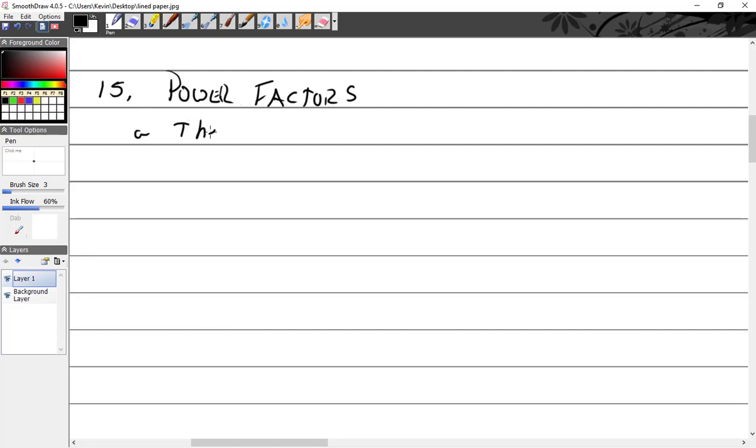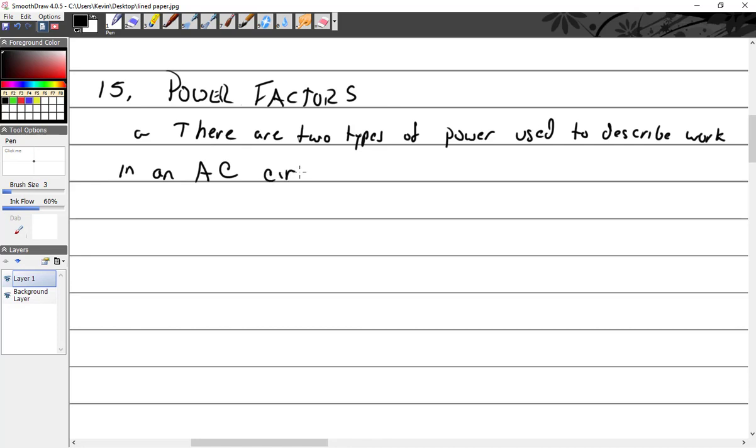So there are two types of power used to describe work in an AC circuit. There is true power. True power, which is in watts.